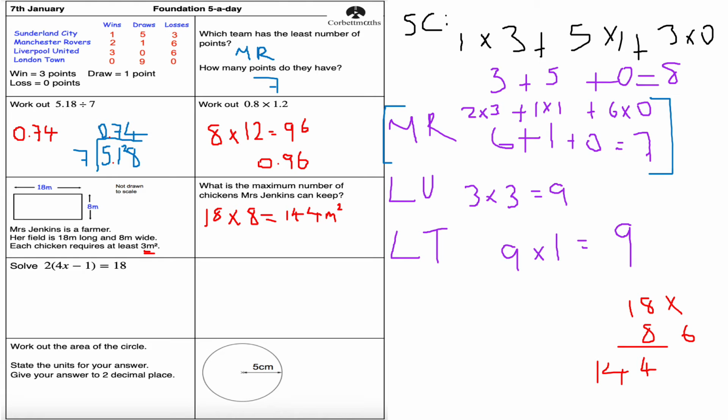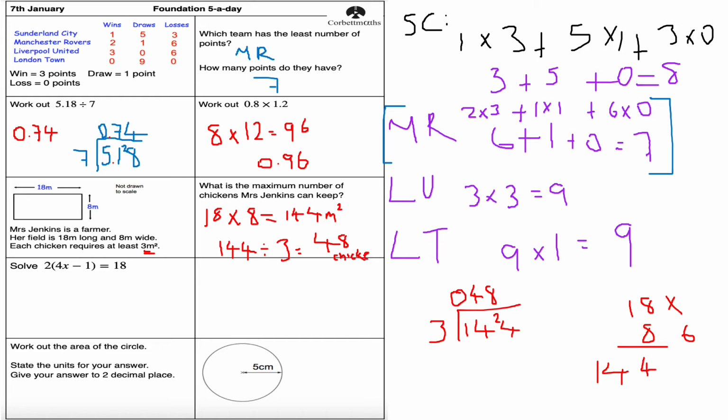Divide that by 3 and it's going to tell me how many chickens I can have on this land. So working this out, 144 divided by 3. Well, 3's into 1 is 0. 3's into 14 is 4, remainder 2, because 3 times 4 is 12. So the remainder is 2. 3's into 24 is going to be 8. So Mrs. Jenkins can have 48 chickens in total.